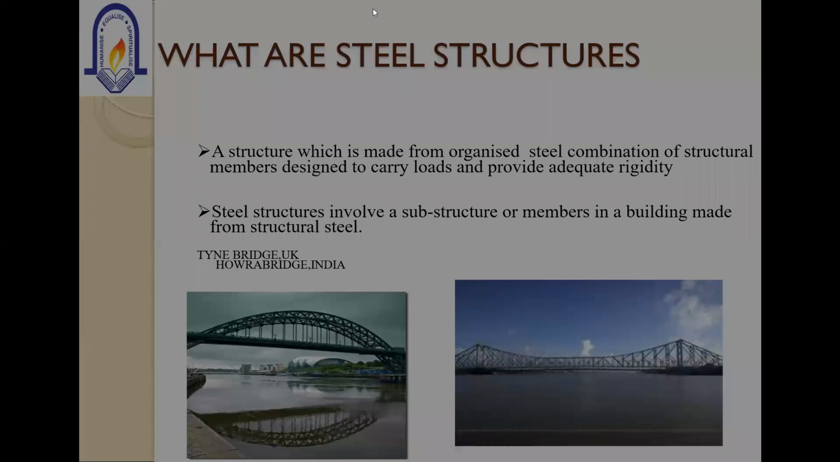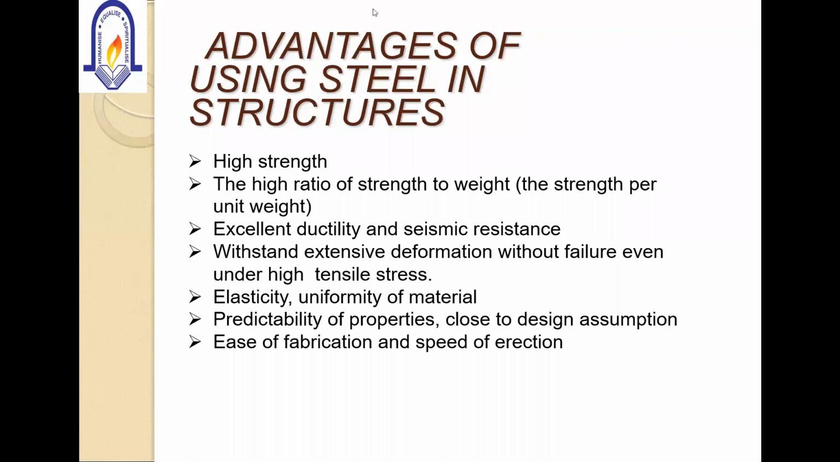Then the next is the advantages of using steel structures. What are the different advantages of steel structures? So the first advantage is nothing but high strength. As I already told you, the steel structure has more strength as compared to the RCC structure. So the main important advantage of using steel structure is that it gives us higher strength as well as a high ratio of strength to weight, that is, the ratio per unit weight. The strength to weight ratio is also high as compared to any of the other structures.